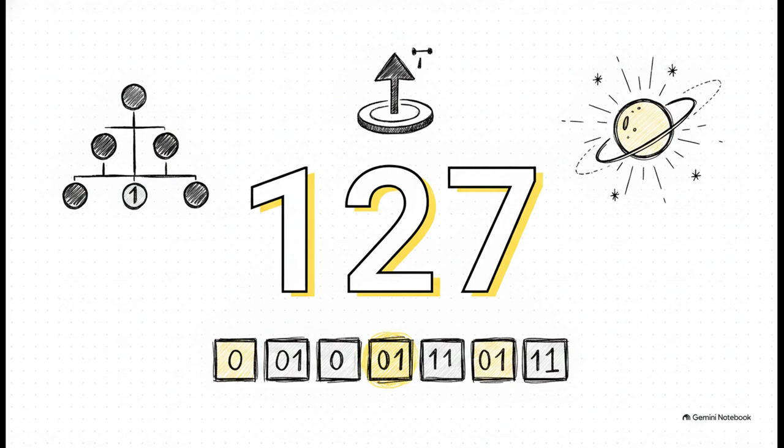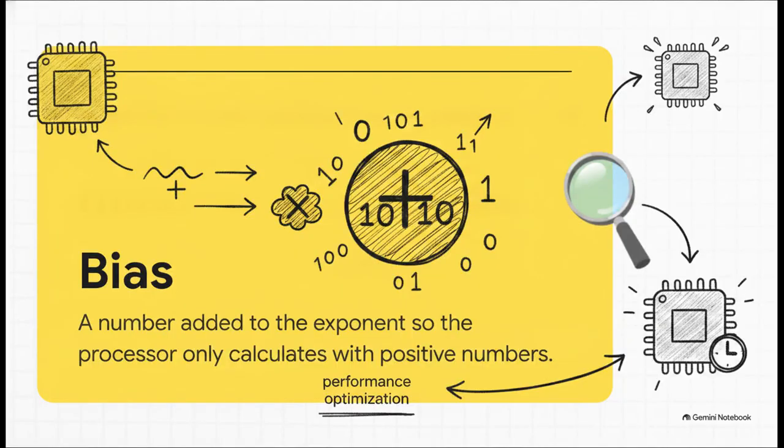And trust me, this is a highly requested topic in technical interviews. That number is 127. This magic number is known as the bias. Now, what's really interesting is why we even use a bias. Sometimes when you convert really tiny decimals, your exponent becomes a negative number. But hardware processors work significantly faster when they don't have to deal with calculating negative signs in the exponent field.